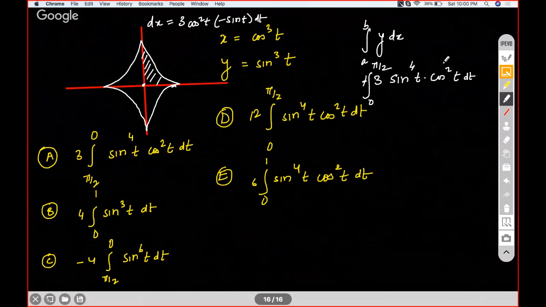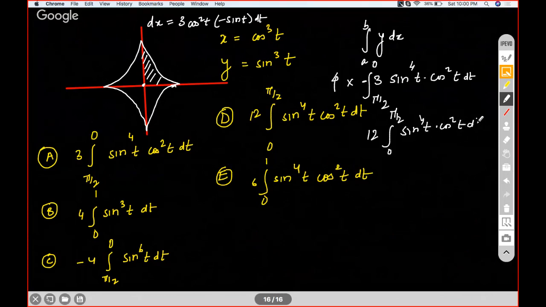Oh, I'm sorry, you don't drop the sign. You have to do it negative from pi by 2 to 0, correct? Yeah. And this will be 4 times. And yes, I told you when you flip the limits, the negative sign will go off. So it will be 12 times the integral from 0 to pi by 2 of sin to the power 4 t cos square t. Option D is correct. Let me check the answer. 44 D. Yeah. It will be in the handout which I'm going to send to you.